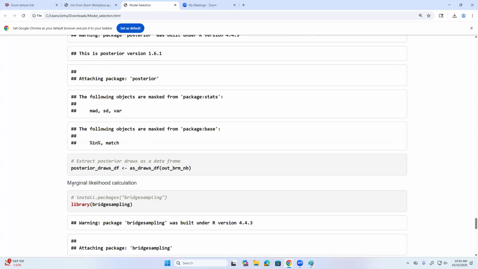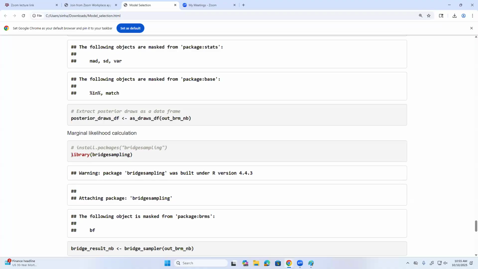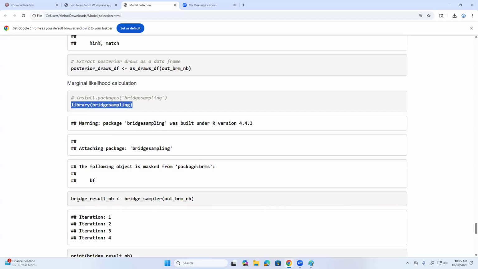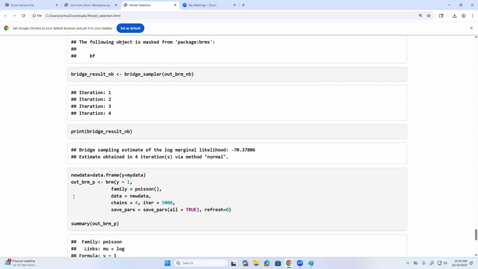Okay, next is the marginal likelihood calculation. For that, we'll be using this package called bridge sampling. If you do that, then it results in what? Bridge sampling estimate of the log marginal likelihood is minus 70.37.